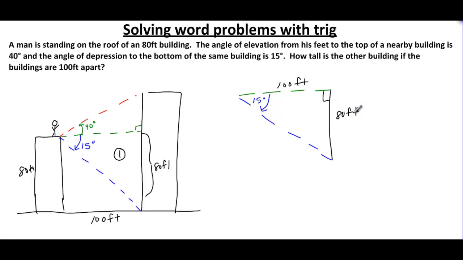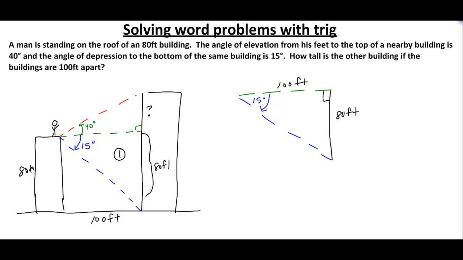So, okay, and what I want to know is how tall is the entire building? Okay, so how is that going to be important? So, if I want to know how tall the other building is, I need to know how much this little piece is, because then I can take 80 and add it to this top part. So I actually don't have to do too much work in this triangle, but I do need to know the other triangle.